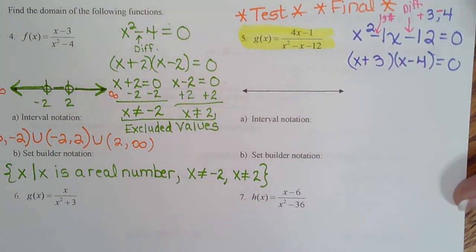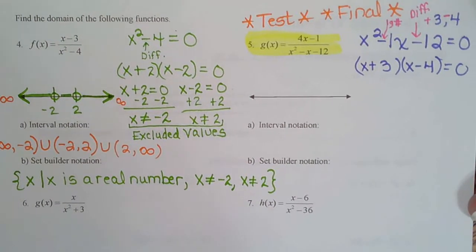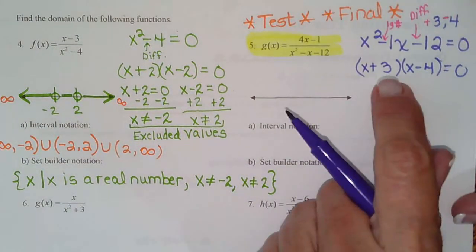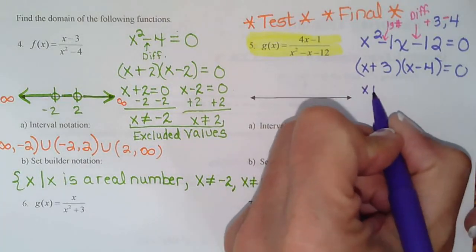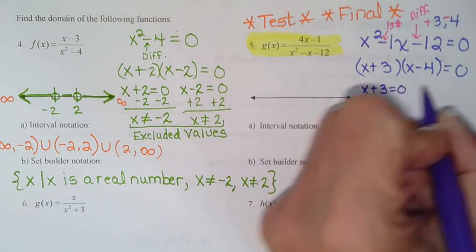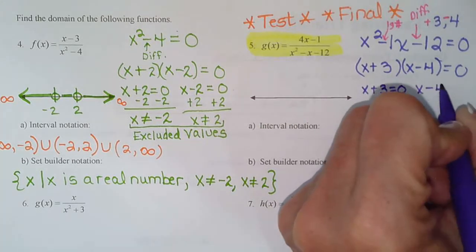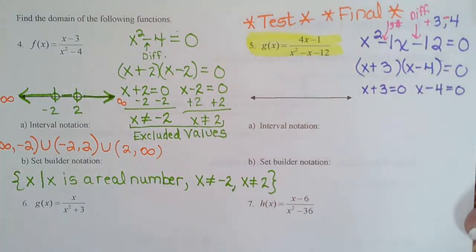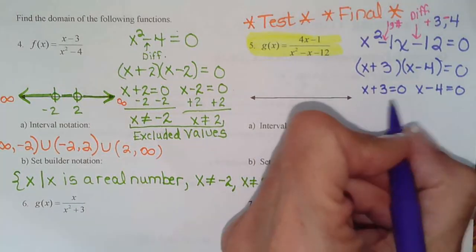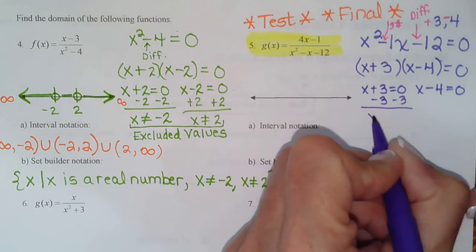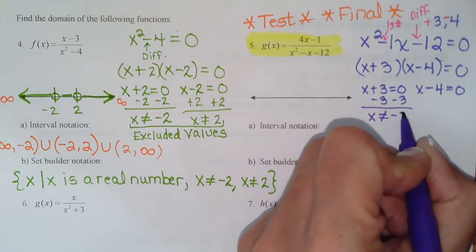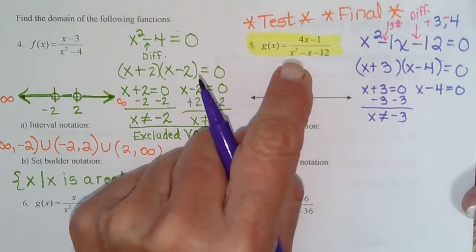Okay, next we have, if A times B equals 0, then either A is 0 or B is 0. So I solve these two equations to find my two excluded values. And they're excluded, remember, because they make the denominator 0. You can plug them in and see.